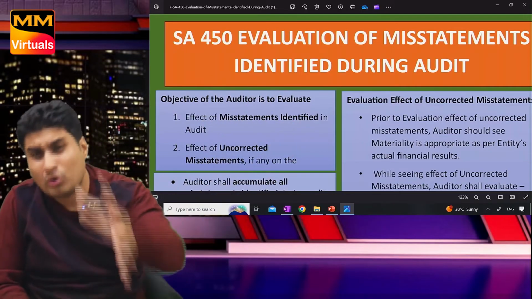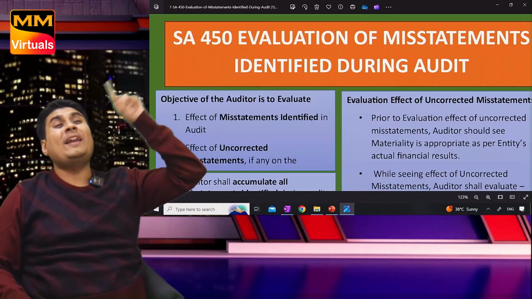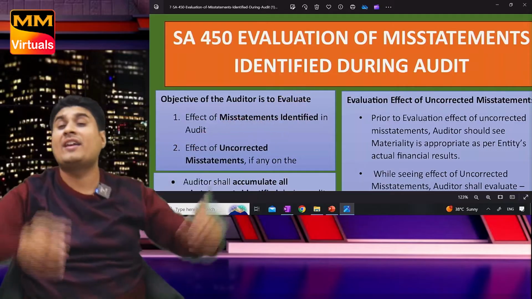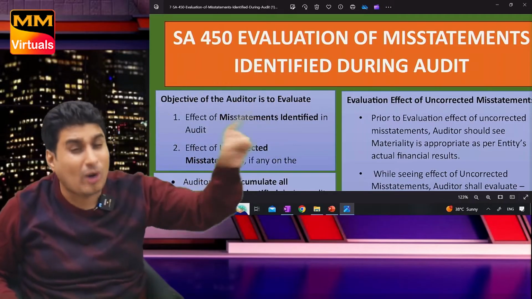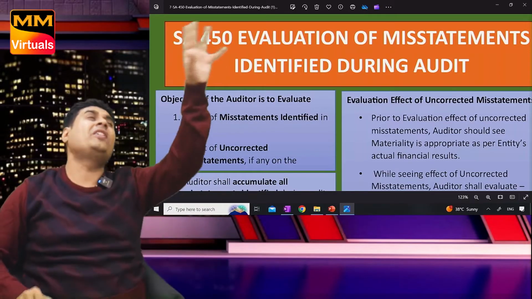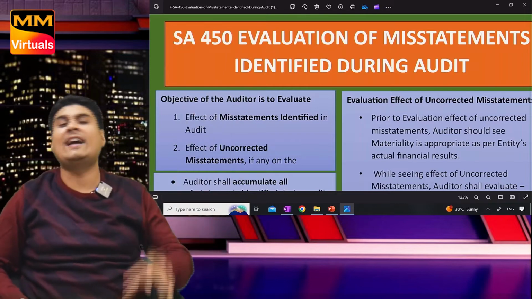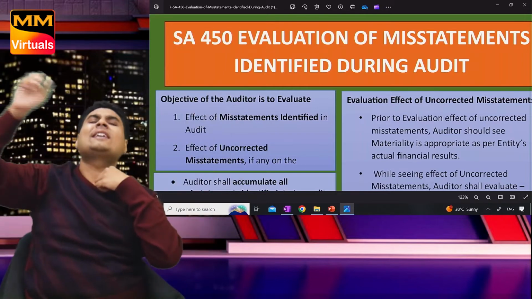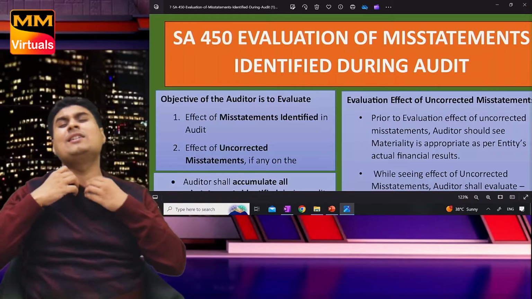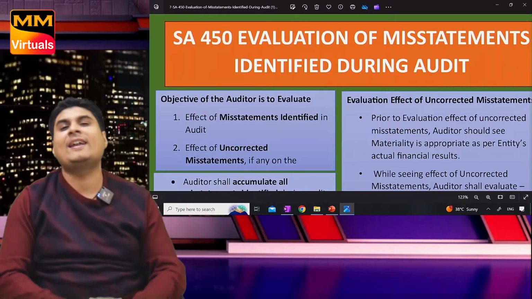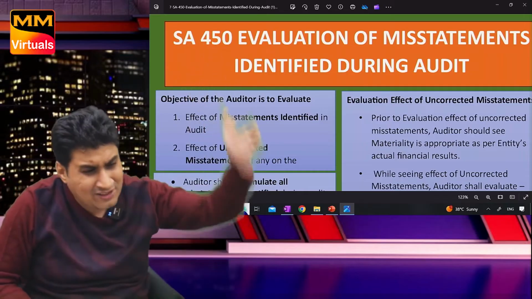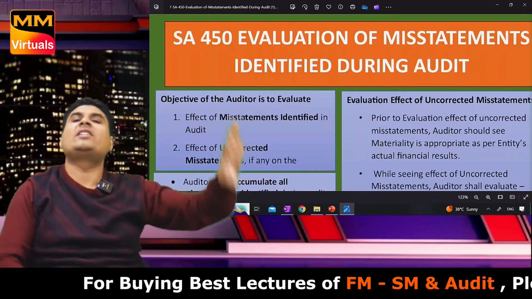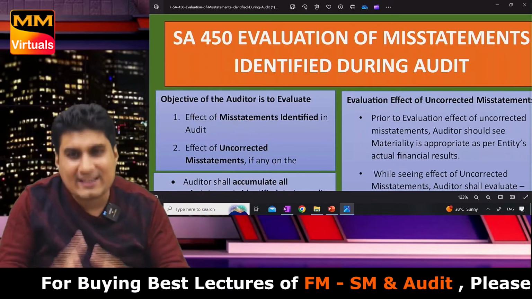For those of you who don't know misstatement, I explained in revision of chapter number 1. Misstatement is the difference between CAPD, classification, amount, presentation and disclosure of a reported financial statement item, and the classification, amount, presentation and disclosure required as per the financial reporting framework. What do you mean by this? See, in the financial statement, this should be the correct treatment, but you have given that. So any mistake is there.